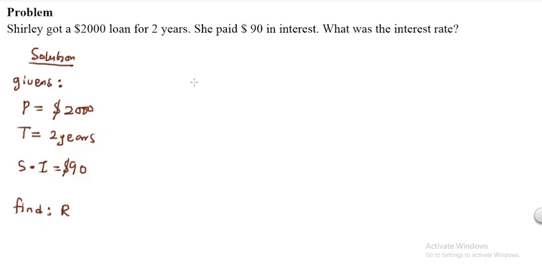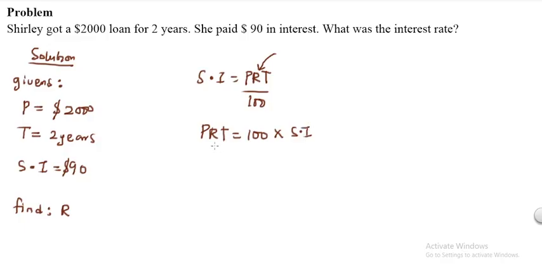Now remember, for my formula, I have simple interest is equal to PRT divided by 100. In this case, I am looking for my rate, so that means I'll have to make R the subject of the formula. To do that here, I'll cross multiply first, so that I have PRT is equal to 100 times simple interest.